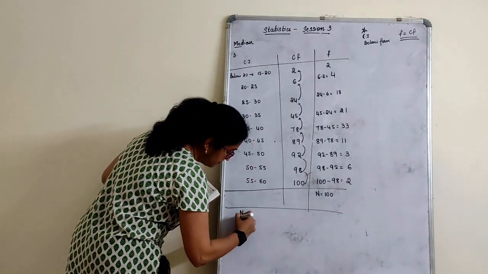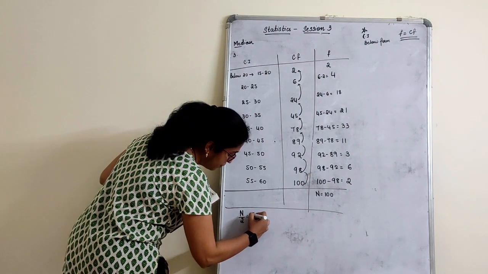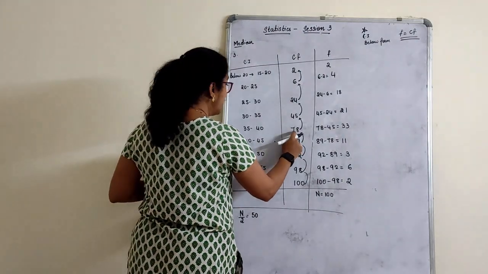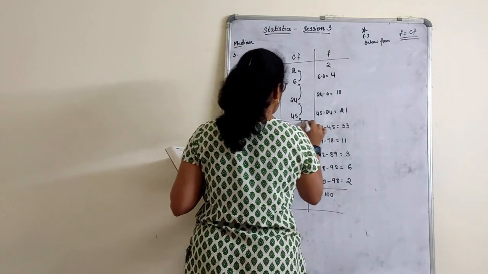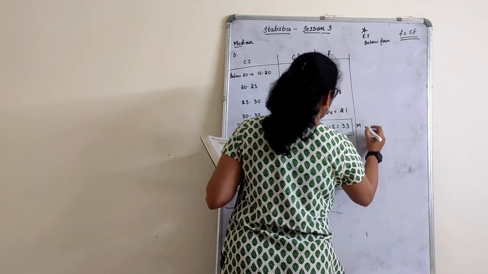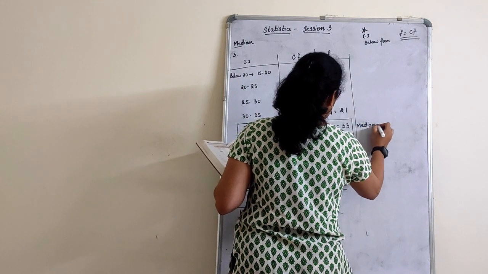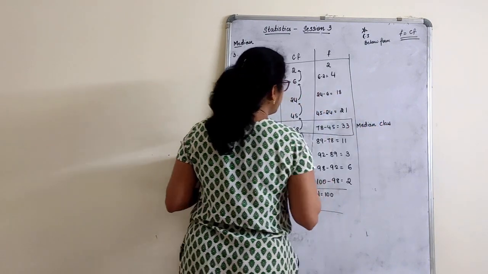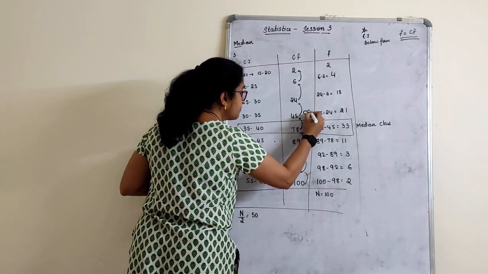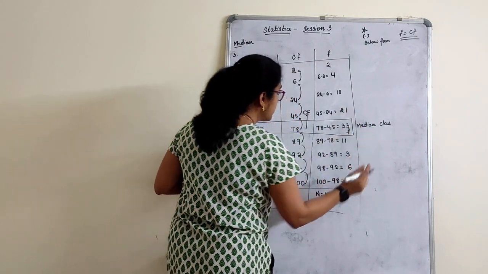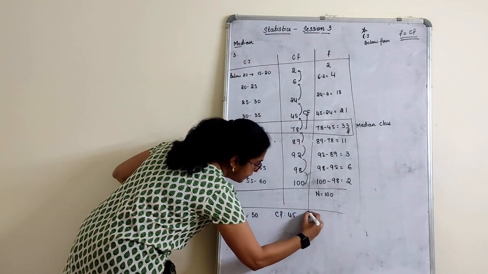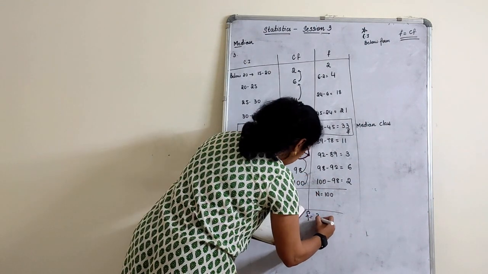Now n is there. n by 2 is what, children? 50. Where does 50 lie? In cumulative frequency, what we have to see? 50 lies in the 78 part, right? I will just write here: median class. If this is the median class, the cumulative frequency above this will be my CF, and the frequency will be this. Don't get confused. Okay, I'll write here if you want. Cumulative frequency is 45 and the frequency is 33.